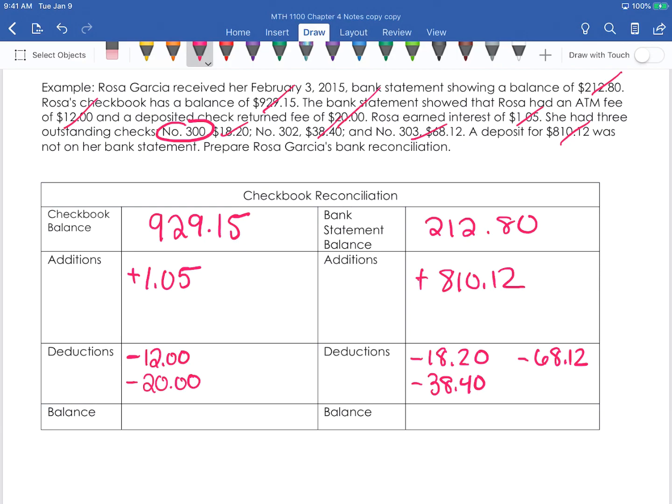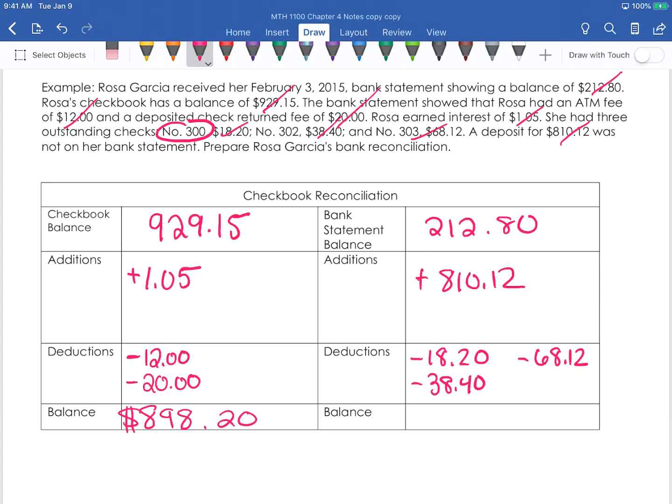Okay, then what we're going to do is we're going to start with the checkbook balance, which is $929.15, and we're going to add and subtract all of our additions and deductions on the calculator. So I'm going to take 929.15, I'm going to add $1.05, subtract 12, and subtract 20, and when I do that, I should get $898.20.